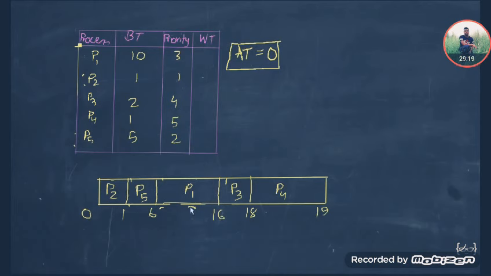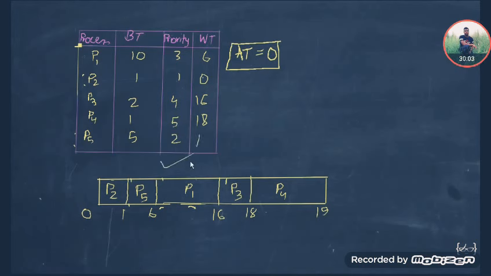The waiting time for P1 is, since the arrival time is 0 and the visiting time is 6, so 6 minus 0 is 6. So the waiting time of P1 is 6. P2, the visiting time is 0, the arrival time is also 0, so 0 minus 0 is 0. Alright, so P3, the visiting time is 16, the arrival time is 0, so 16 minus 0 is 16. P4, the visiting time is 18, and the arrival time is 0, so 18 is the waiting time. And P5, the visiting time is 1 and the arrival time is 0, so 1 minus 0 is 1.